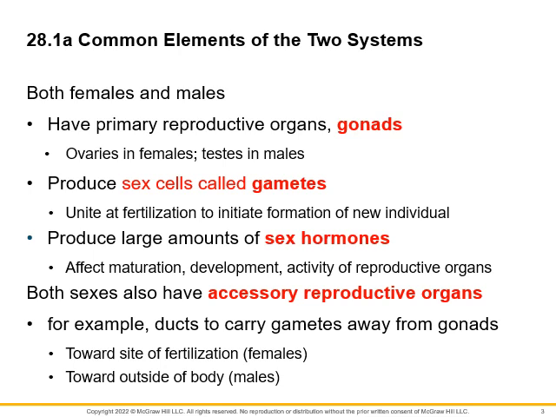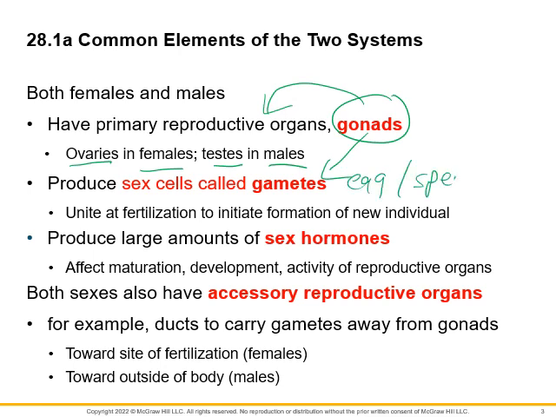Some of the common terms that we need to know, like gonads, right? Gonads are the reproductive organs, ovaries in females, testes in males. And then hopefully we know the gonads produce gametes. So in the female it would be egg, and in the male it would be sperm. These are the sex cells. They're going to unite, and we call this fertilization, and this is how we make new individuals, right?